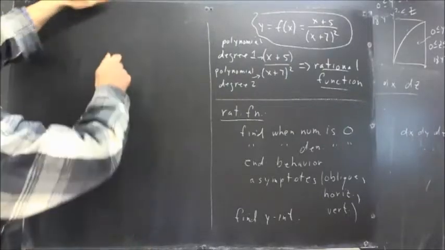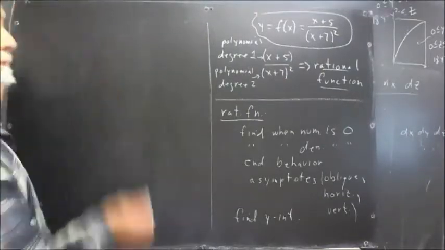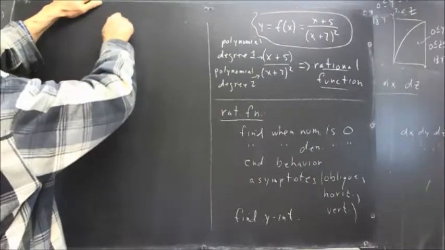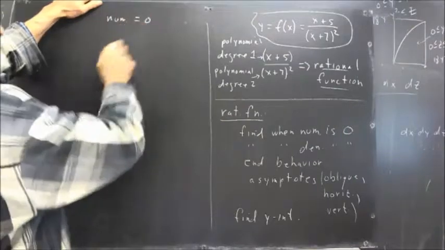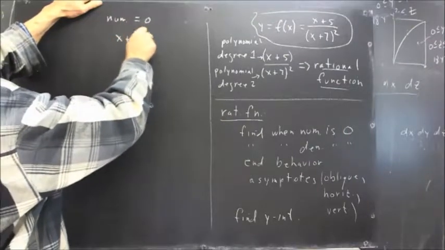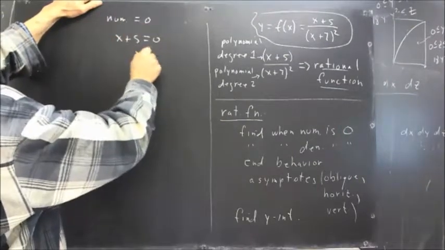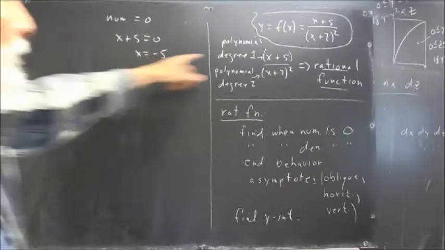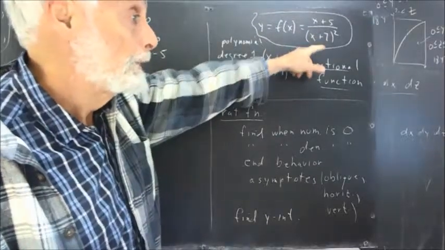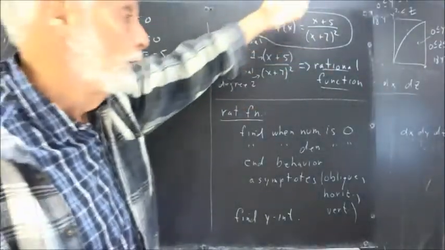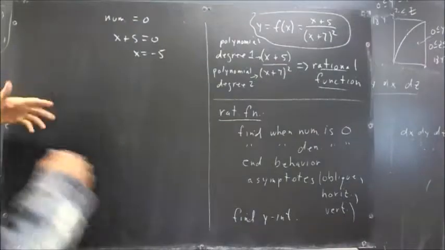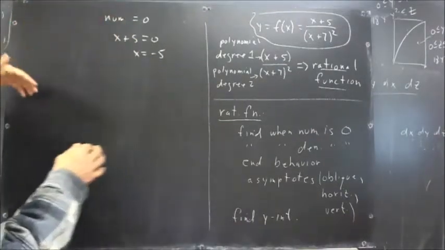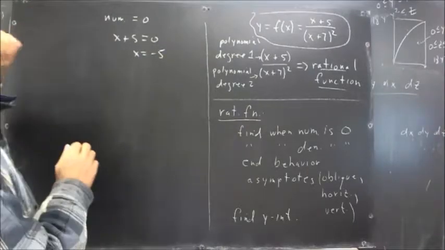What do we get when the numerator is 0? The numerator is x plus 5, and that occurs when x is negative 5. Now, if the numerator is 0 and the denominator isn't, that means the rational function has to be 0 when x equals negative 5. That gives us a point on the x-axis when we want to graph it.